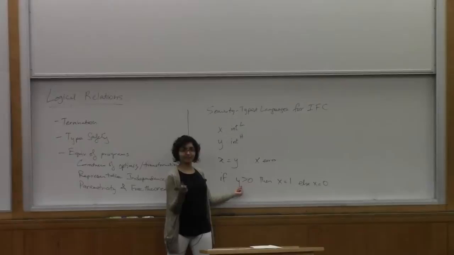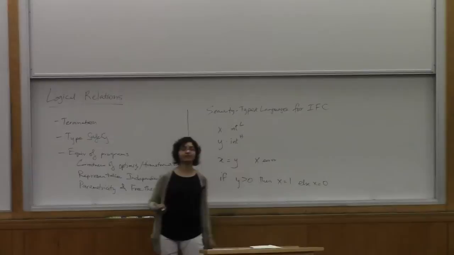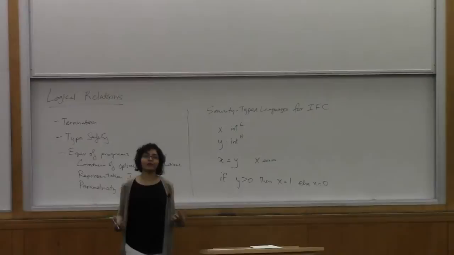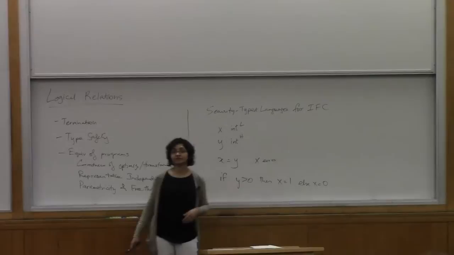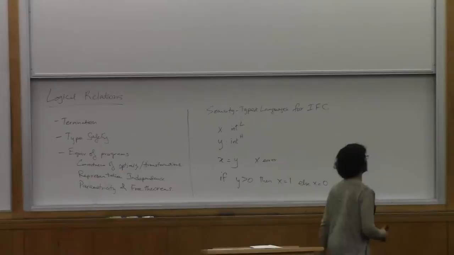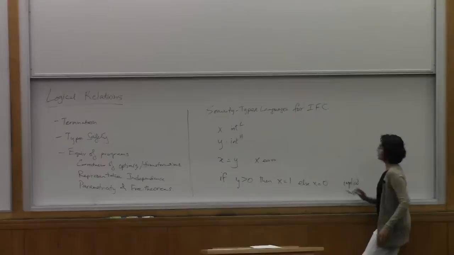But here, I'm checking if y is greater than 0, and then changing the value of x based on that. Now, admittedly, I'm not learning everything about y. All I'm learning about it is is it positive or not, right? But that is a flow of some information from the variable y, which is high security, into the variable x, which is low security, all right? So in security type languages, the type system has to be able to flag such errors. So this is what we call an implicit flow. And such languages will not allow a program like this to type check.